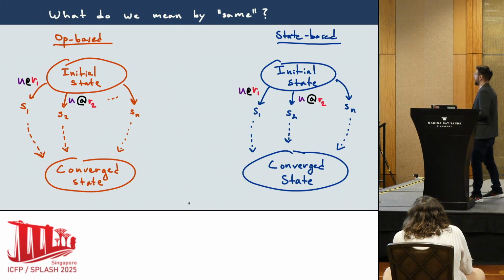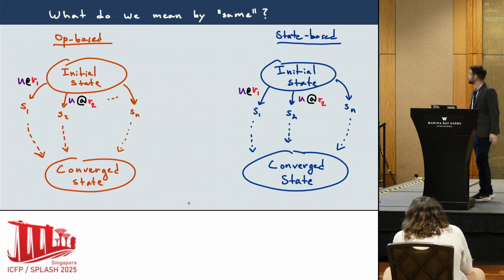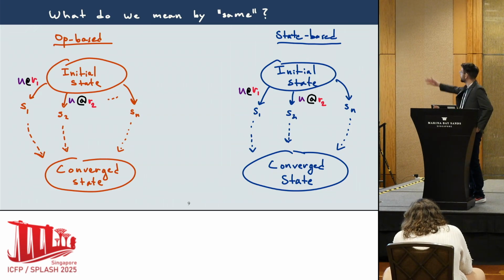So what do we mean by the same? If we have op-based CRDTs and state-based CRDTs, what is the real sense that they are the same? So we have here sort of these computational trees. On the left, we have an op-based CRDT. On the right, we have a state-based CRDT, and then the initial state and a path down to a converged state. The intermediate paths here are possible computations that could happen.